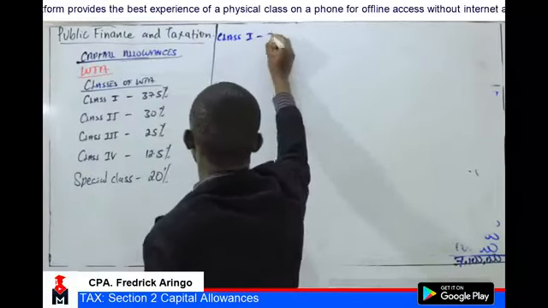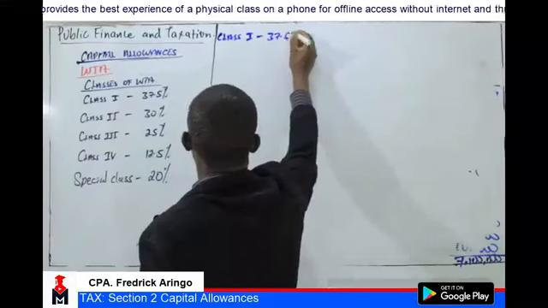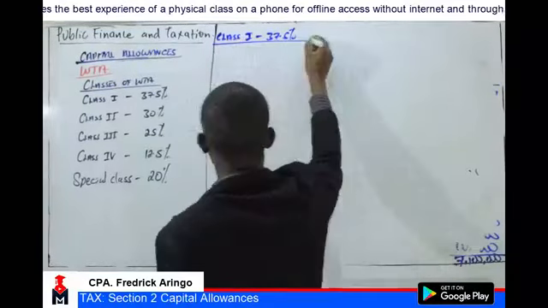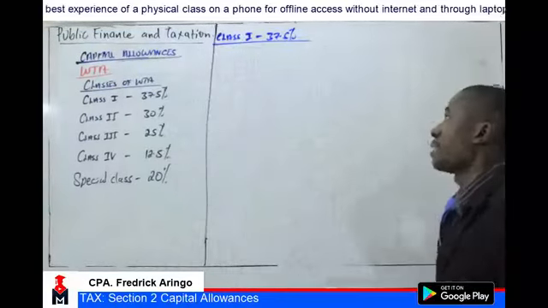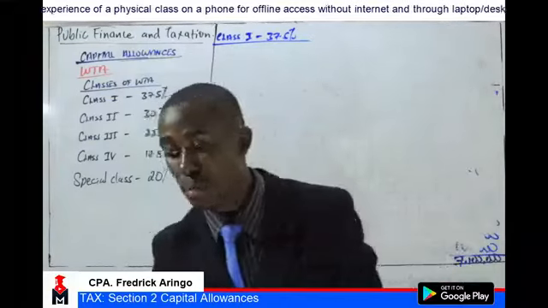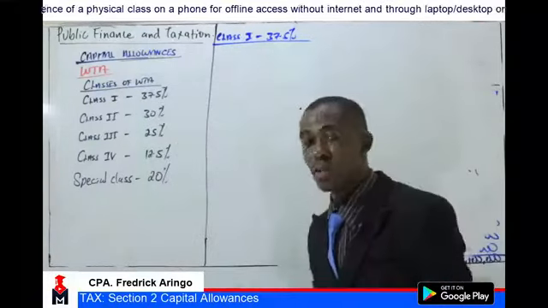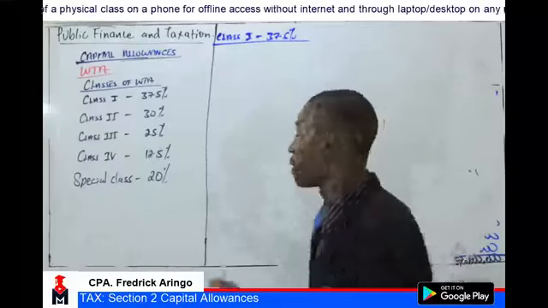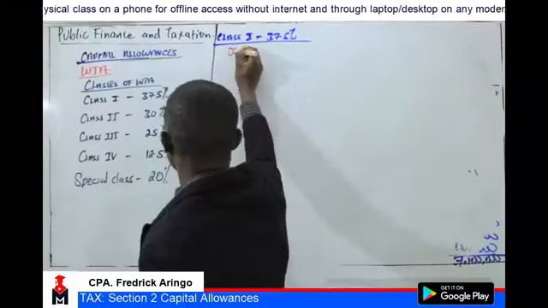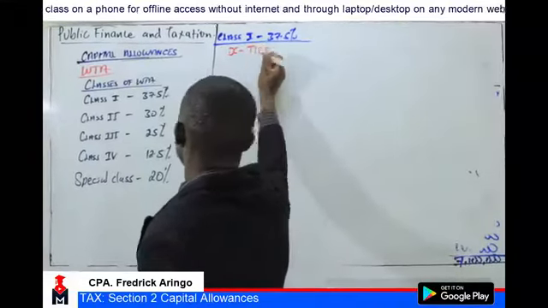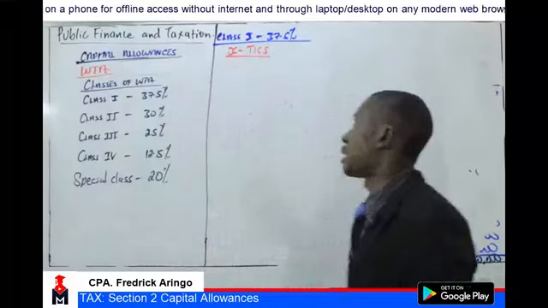We say this is at the rate of 37.5%. So what are the characteristics of class 1 item that you must always keep in mind? That should take us to the characteristics of class 1 item.